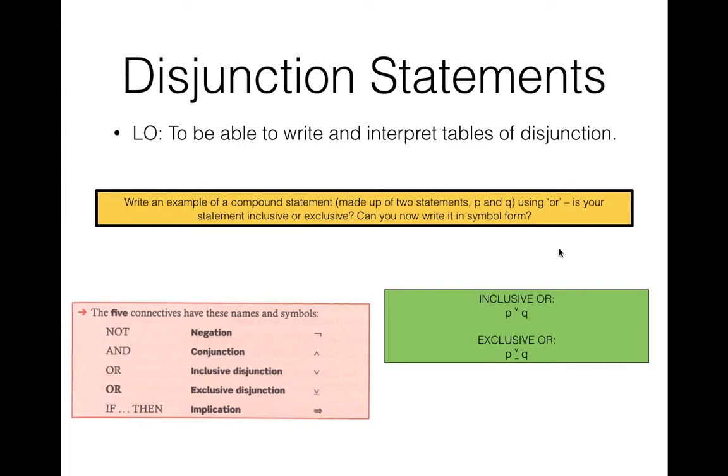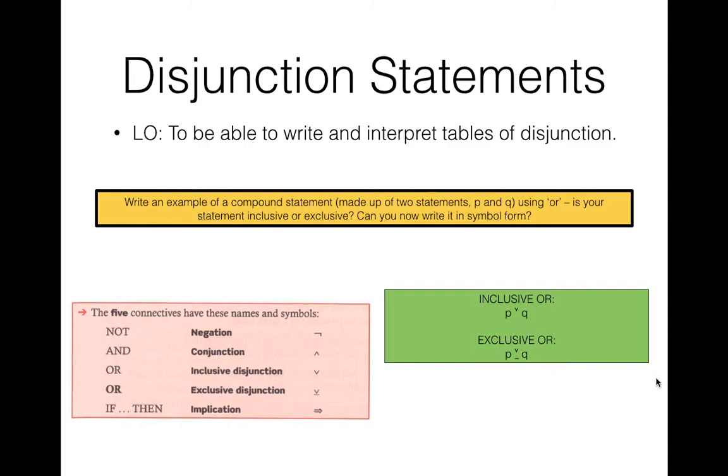When you come to writing it in symbol form, and for some reason my computer has changed the symbol in the middle to be absolutely tiny, but you get the idea, it should be P and then the little downwards arrow and Q for inclusive. Exclusive has the little downward arrow, but with a line underneath it.